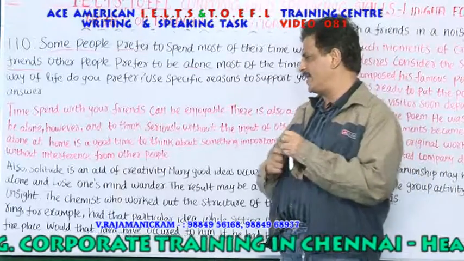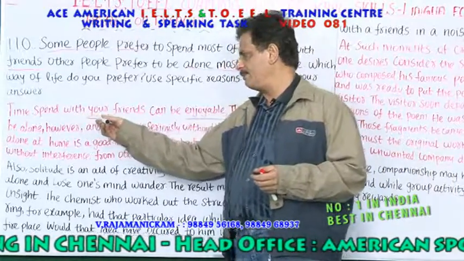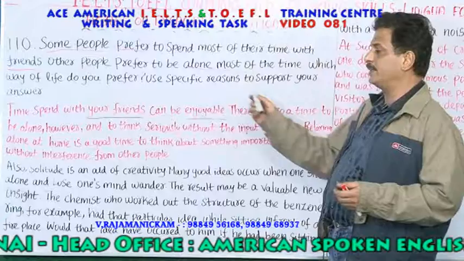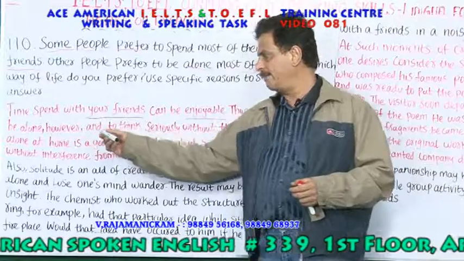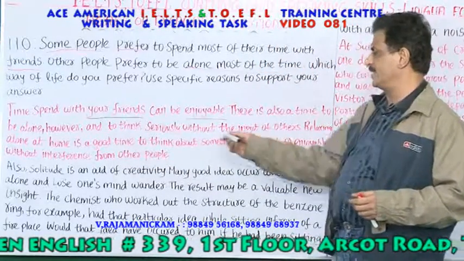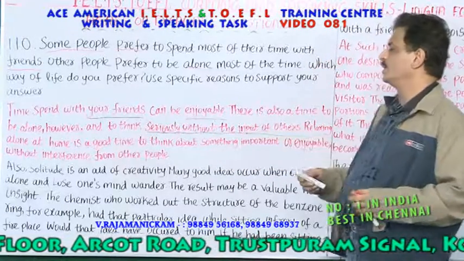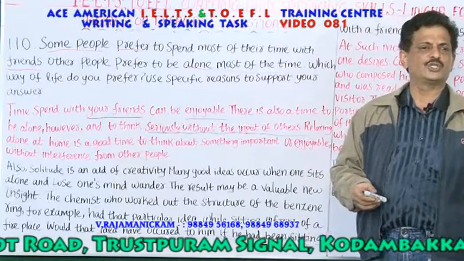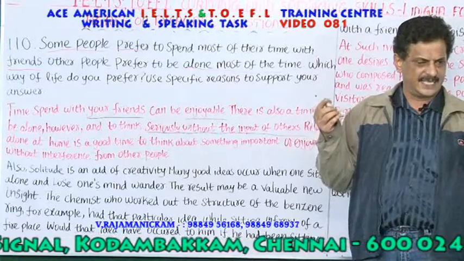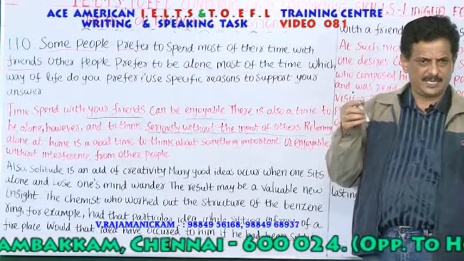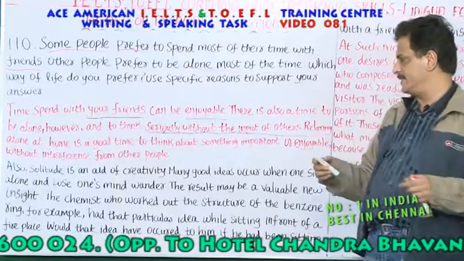The time spent with your friends can be enjoyable. You can enjoy the time spent with your friends. There's also a time to be alone. The writer says he has to be alone also, to think seriously without the input of others. So when you want to think, when you want to take decisions, when you want to think of new ideas, you should be alone, because you don't need any interference from the input of others. Your decision shouldn't be influenced by the input of others.